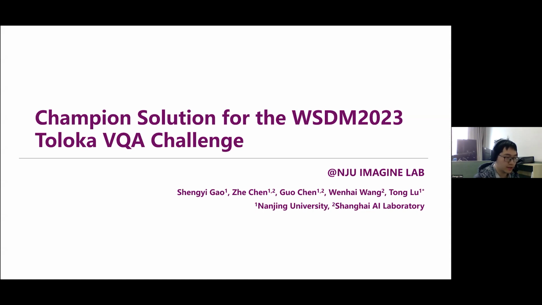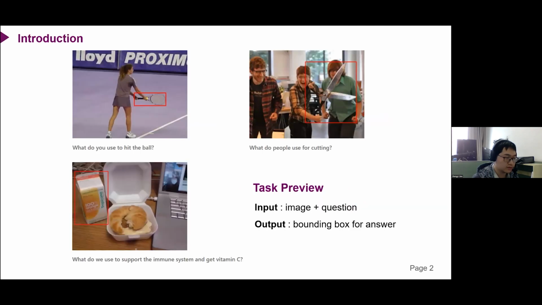And today, I'm really delighted to share with you our solution that helped us win the championship in the VQA challenge competition. First, let me briefly introduce this competition. Given an image and a question about an object within it, we need to infer the answer and the corresponding bounding box. The official website provides 3 examples that show the target of this challenge in a clear and intuitive manner.